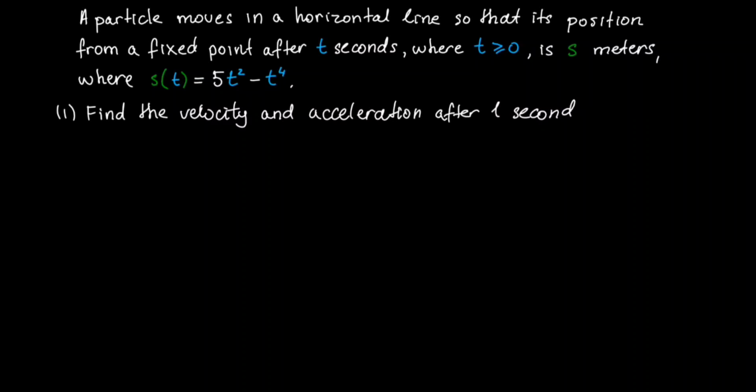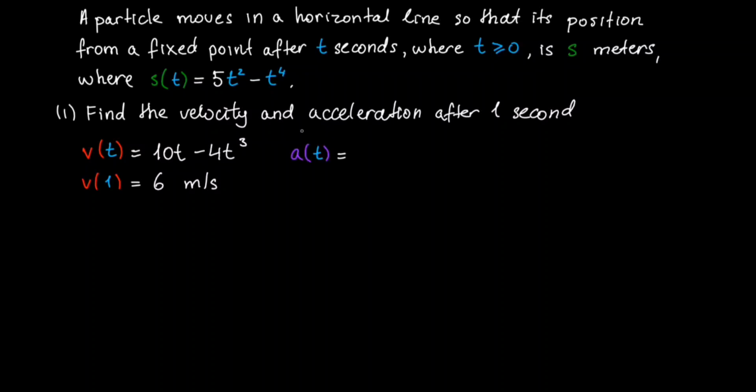and acceleration functions respectively. So firstly, the velocity function, the first derivative of displacement, is going to be 10t minus 4t to the power of 3. And when you plug in 1 into the velocity function, what you're going to get is 10 minus 4, which is 6. And I can tell you that the unit is going to be meters per second.